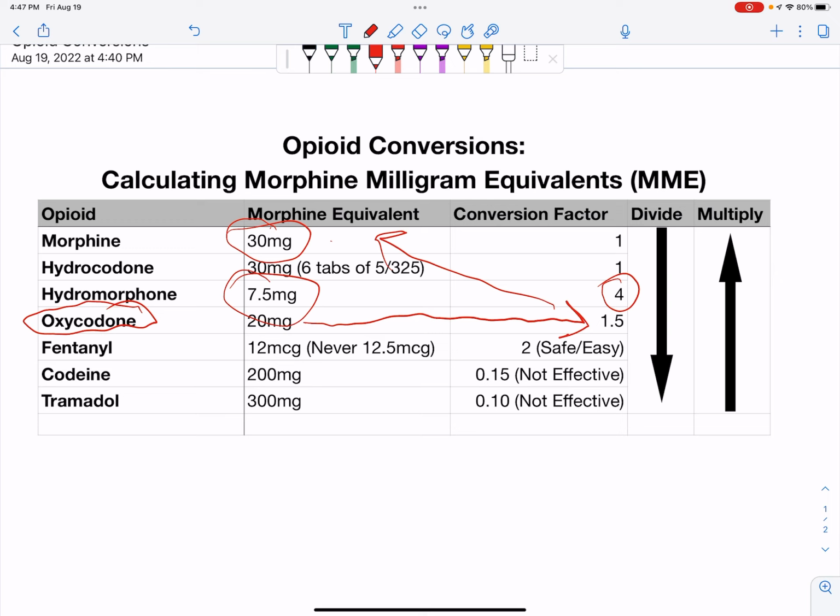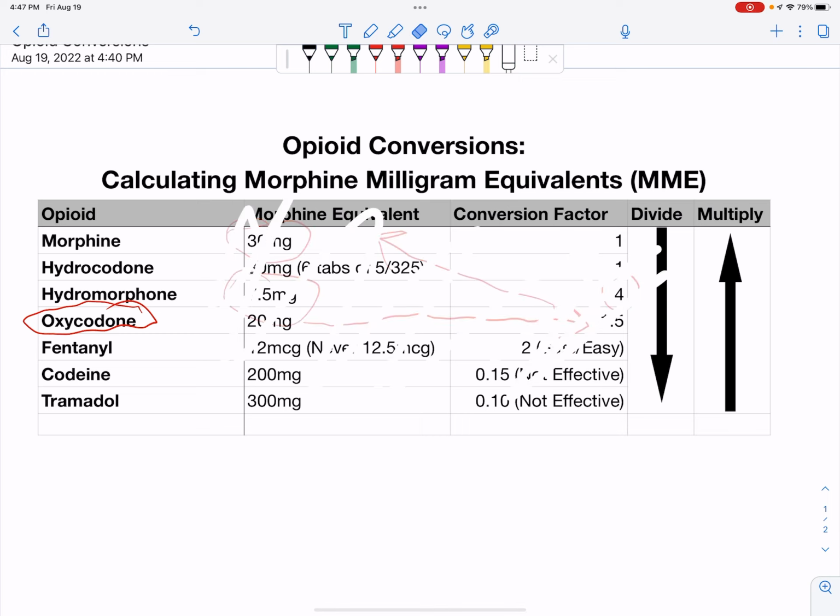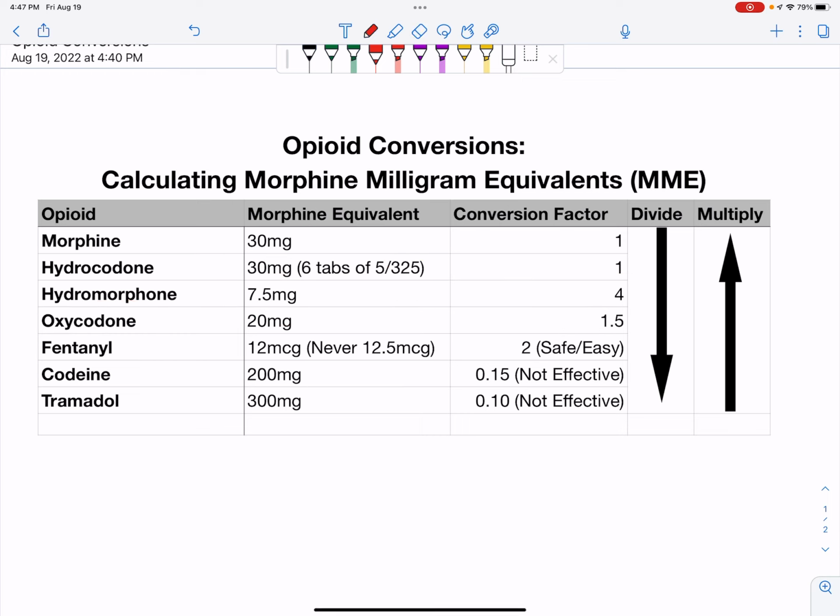So don't just change from morphine to hydromorphone or oxycodone just because they're stronger. It's about the math. If somebody is used to taking 20 or 30 milligrams of morphine and you decide to give them 1 milligram of hydromorphone or Dilaudid, you're actually not giving them enough because it's 4 times as strong. So if you only give them 1 milligram of hydromorphone, that's only 4 milligrams of your morphine.